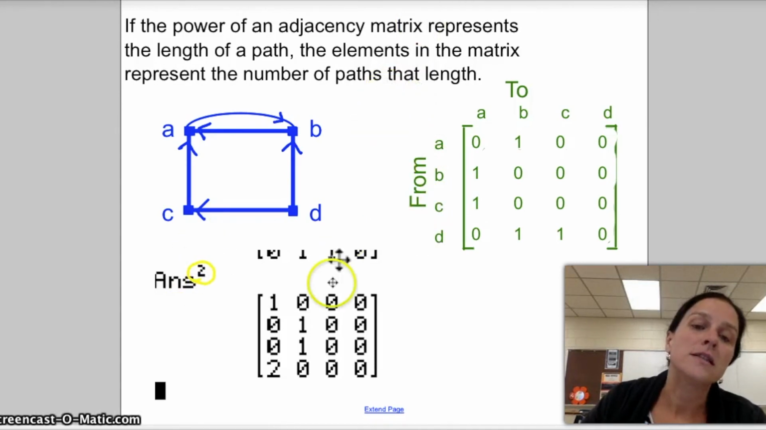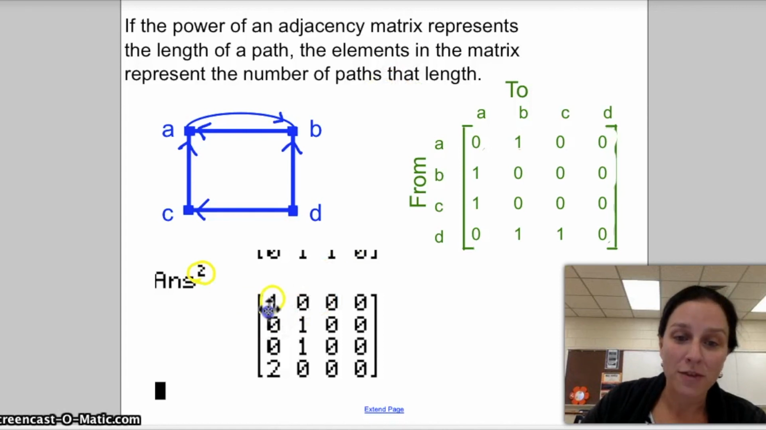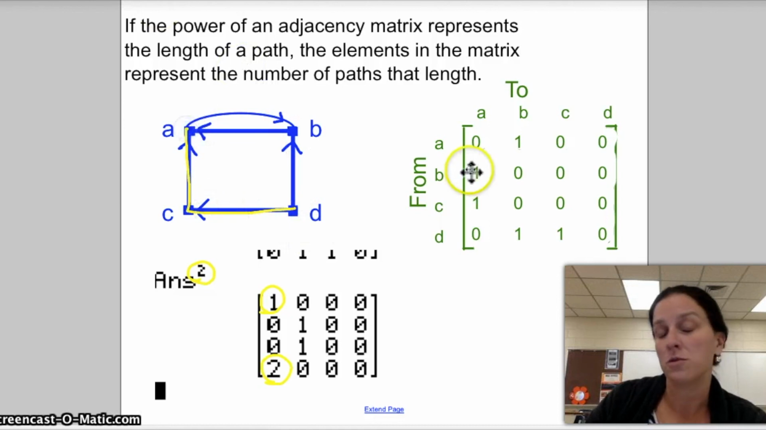So for instance, there is one path from A to A of length 2, and it would go like this. That has a length of 2. There are two paths from D to A. So let's see, length of 2, 1, 2, could be like that. Or this one. So those are the two paths.